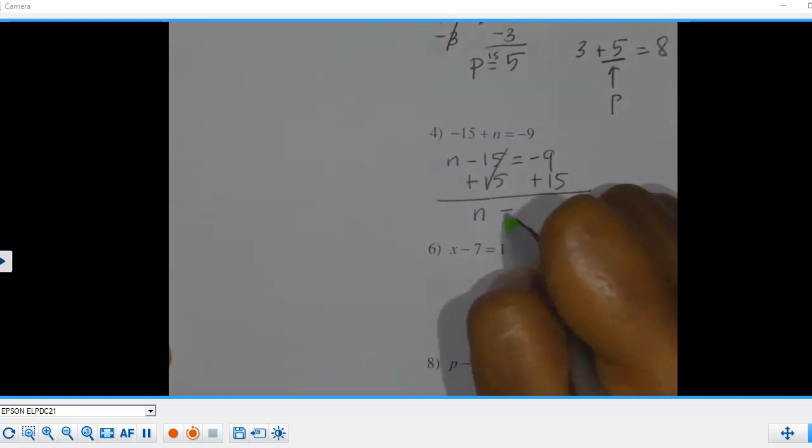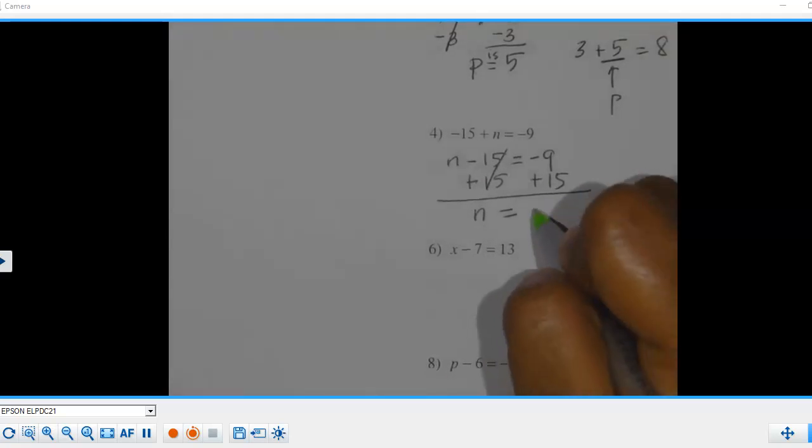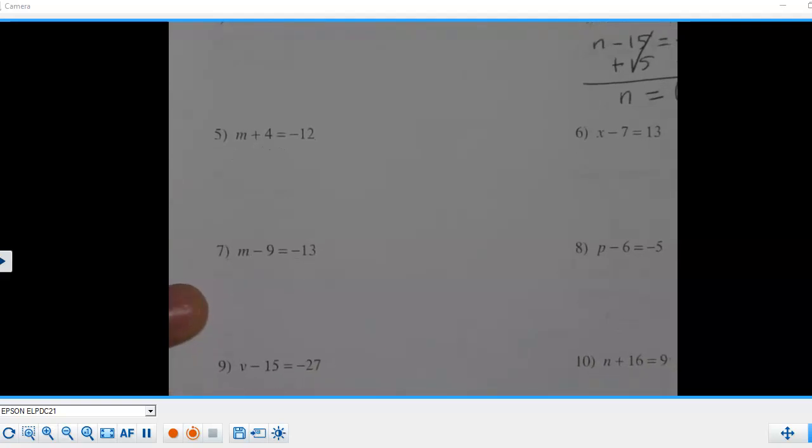So N equals, and then of course we're going to subtract that, 15 minus 9. 15 minus 9 is a positive 6. Remember, keep the sign of the bigger number. So this is 6. All right, let's look at number 5.